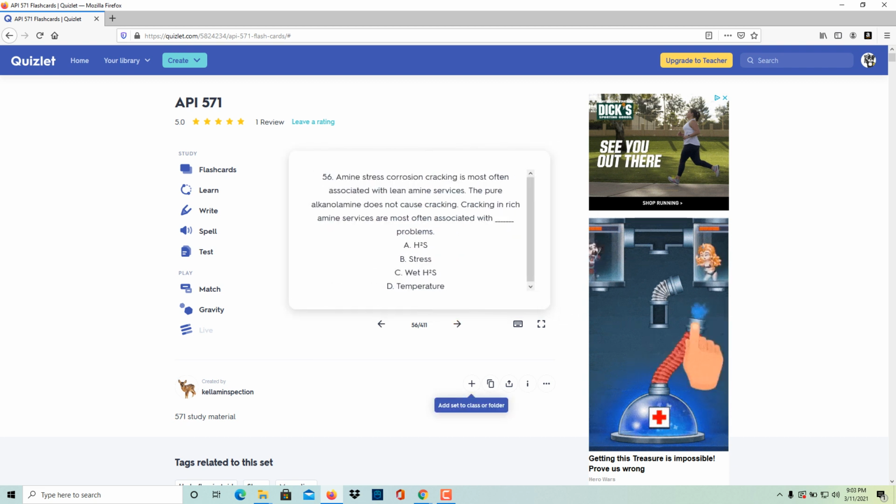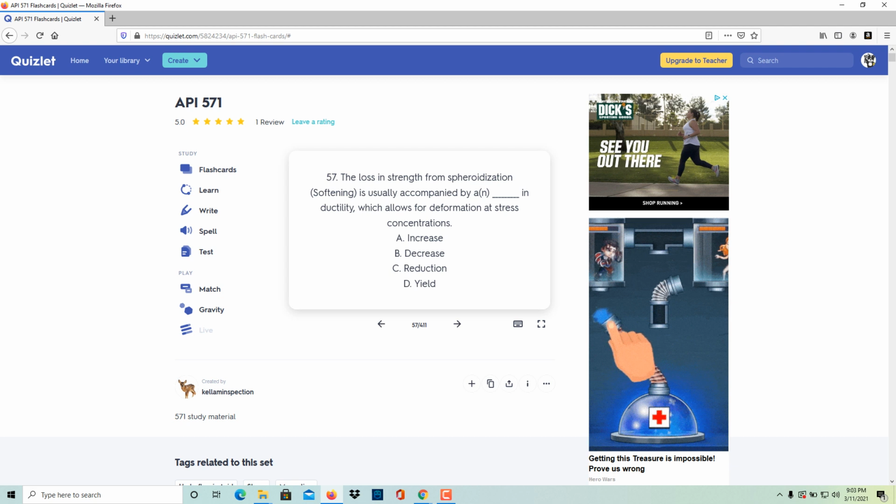Amine stress corrosion cracking is most often associated with lean amine service. The pure alkylamine does not cause cracking. Cracking in rich amine service is often most associated with what problems? Wet H2S, maybe? I'm not sure. Yeah, wet H2S. The loss in strength from spheroidization, softening, is usually accompanied by a what in ductility, which allows for deformation at stress concentrations.